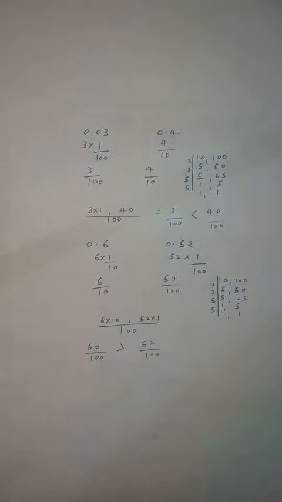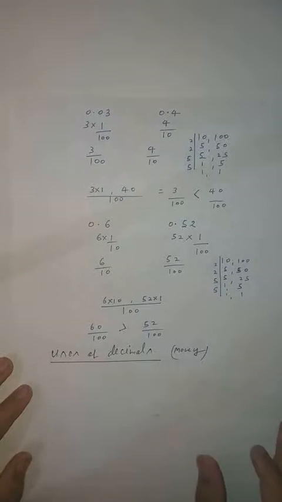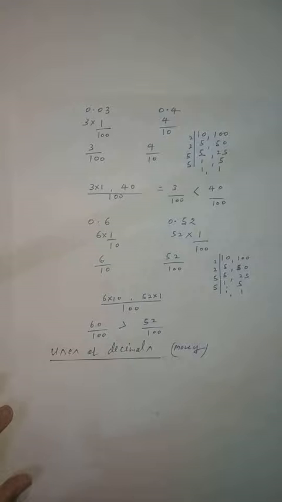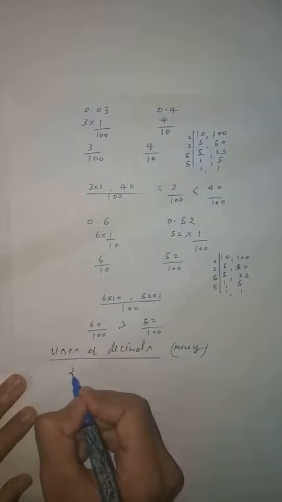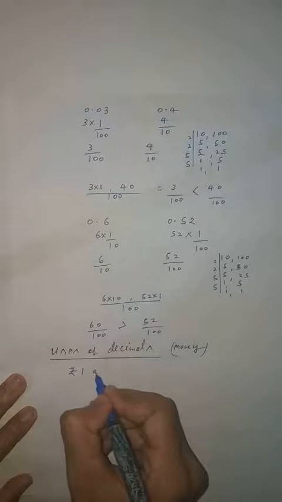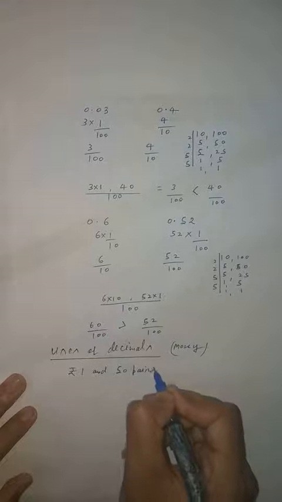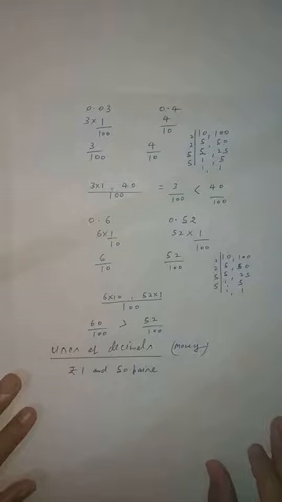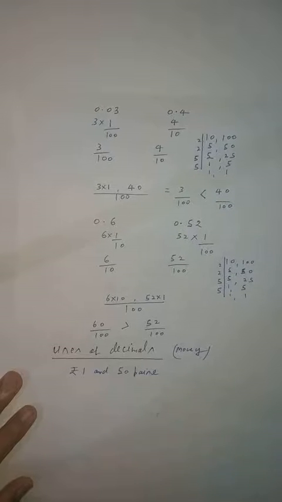Our next topic is uses of decimal, and the first use is in money. Clear, student? Now come to the point. Just say it is given 1 rupees and 50 paise. If it is given 1 rupees and 50 paise, now you have to convert it into rupees. So how you will convert, student? This is given 1 rupees, it is okay, but this is given in paise, so you have to convert it.